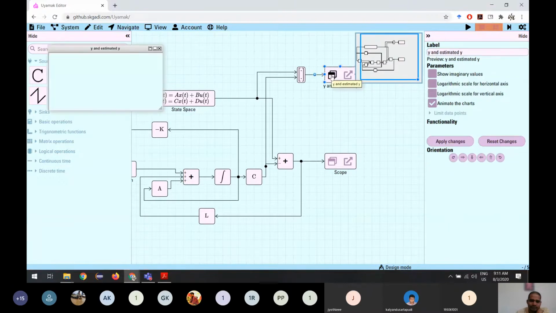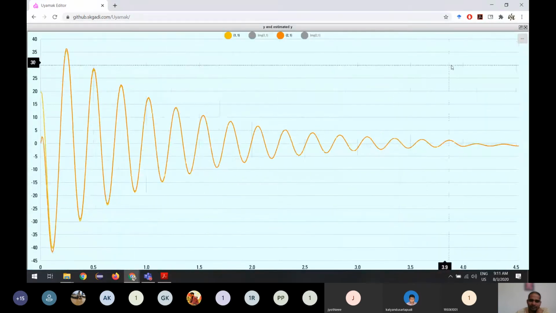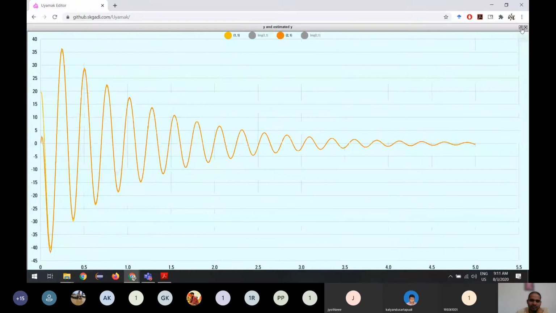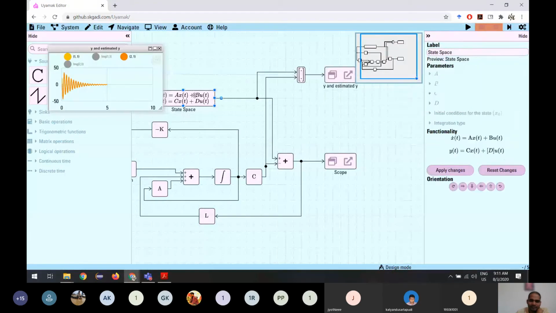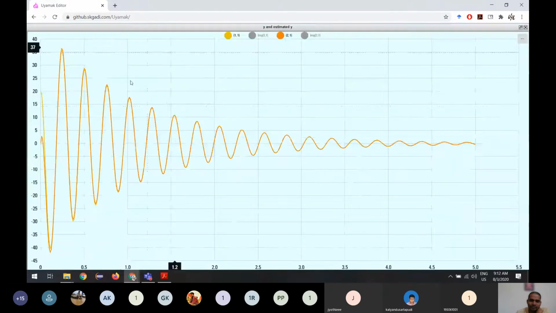This is the output and output estimated. Let us run. So as the time goes, it is going to 0. So how am I measuring it is stable? By giving some initial conditions. Here I am giving initial conditions 10 and 20. With these initial conditions, I have to make sure the system is converging to 0.